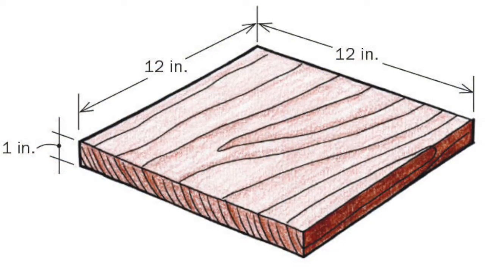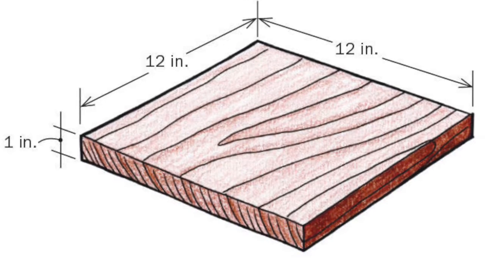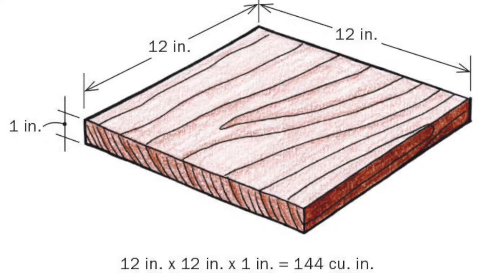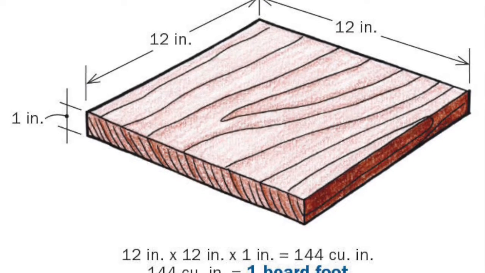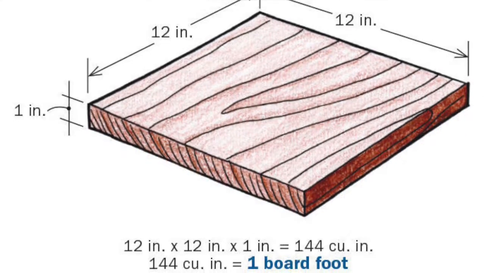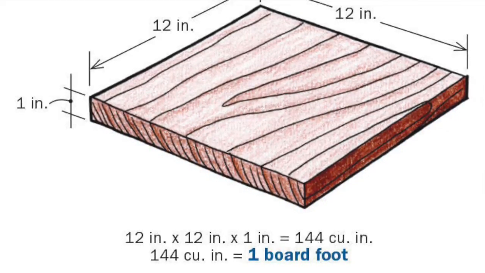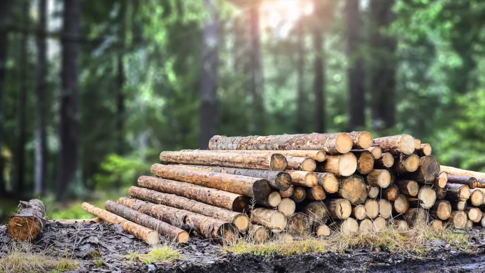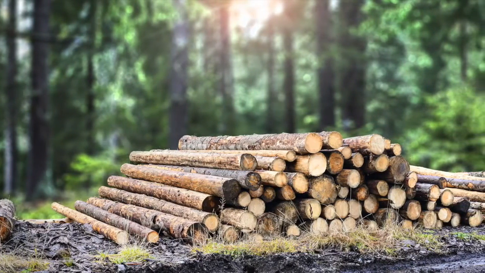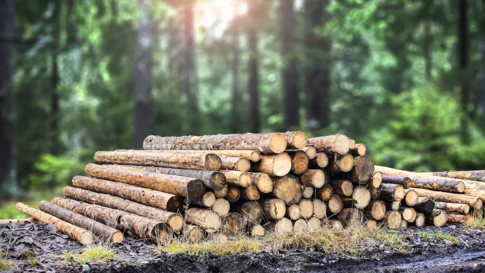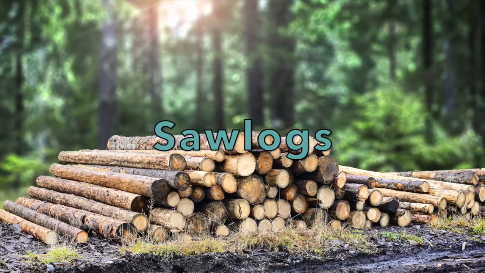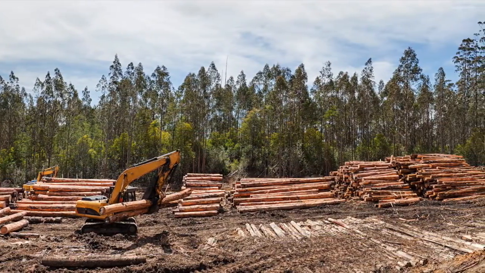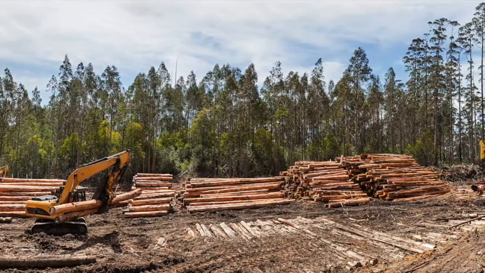An important measure in the lumber industry is the board foot. This is a piece of wood 1 inch thick, 12 inches wide, and 12 inches long. That is 1 inch times 12 inches times 12 inches for a total of 144 cubic inches. When buying and selling lumber, the board foot is the common unit. Merchantable tree sections are called saw logs and will go to a sawmill to be sawn into various types of lumber products based upon the type of wood.